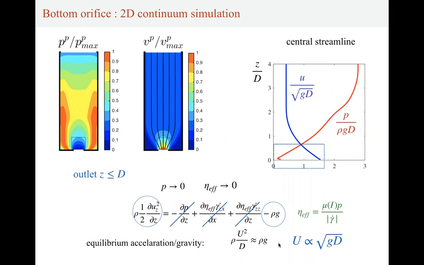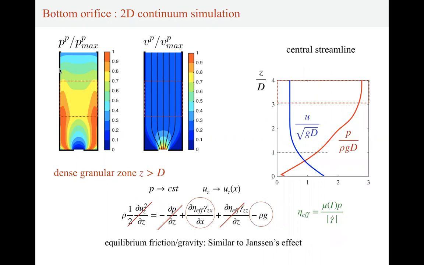If we go to the upper layer at the top of the silo, we can see that now the pressure is constant, the velocity doesn't depend on the horizontal position, and then all the terms which depend on Z vanish. We just find that there is an equilibrium between the friction and the gravity, which is similar to Janssen effects, and which can give the scale of the velocity and the scale of the pressure. So this rheology is really nice because it gives us some insight into what's happening inside the silo.